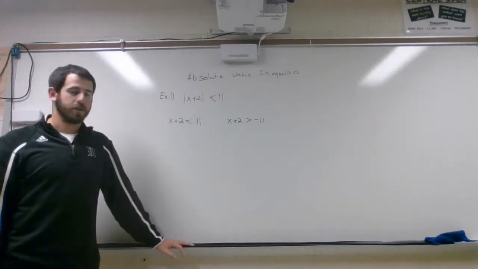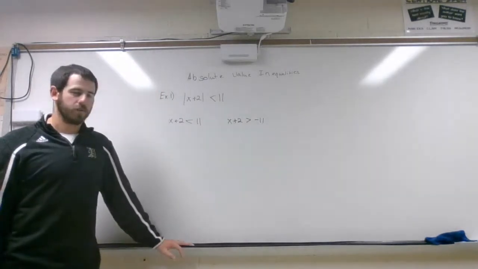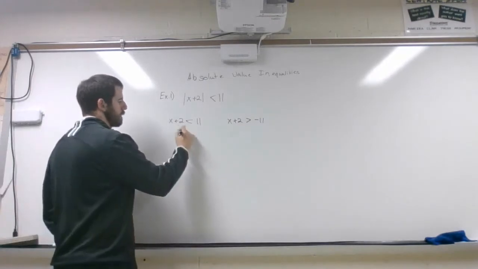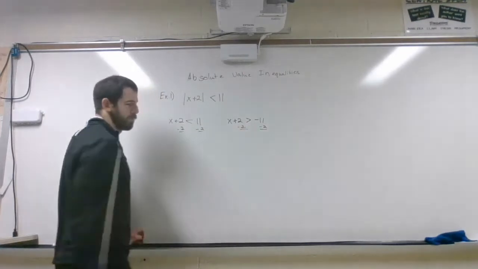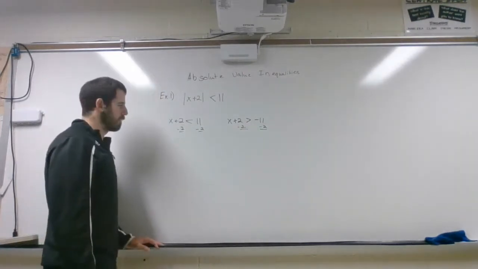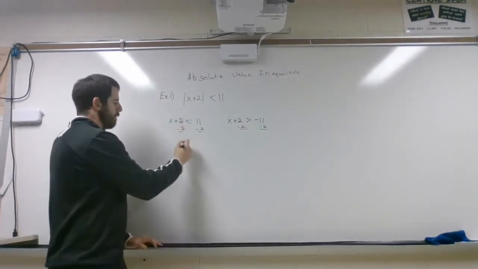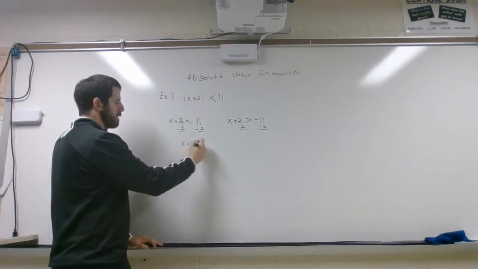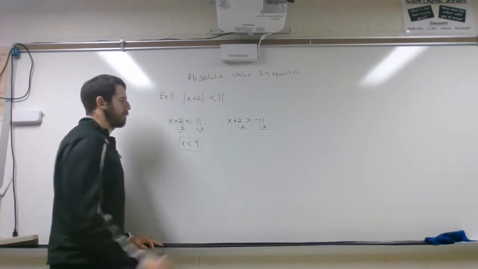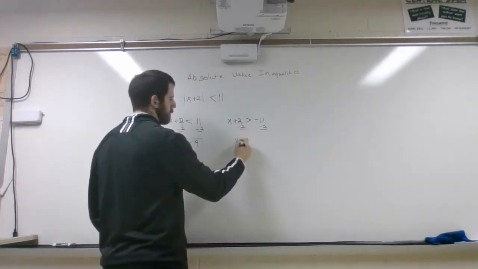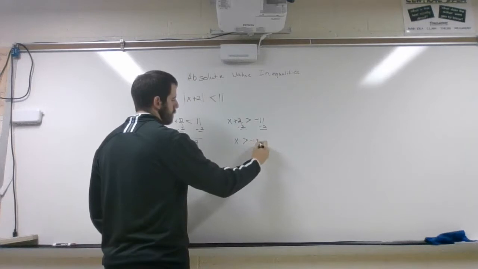Now it's pretty basic to solve these. We're going to subtract 2 from both sides on both of them. On the left one, we're going to get x is less than 9. And on the right, we're going to get x is greater than negative 13.